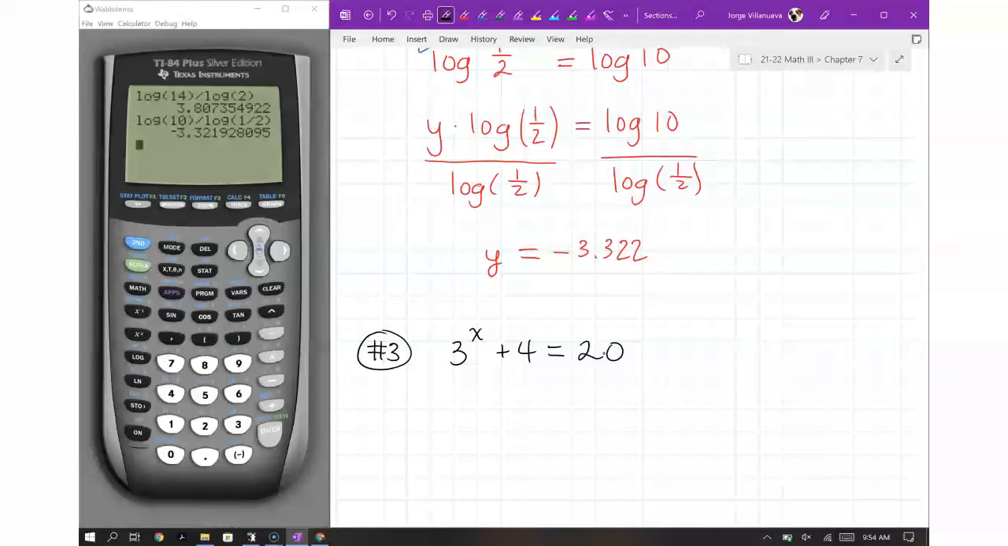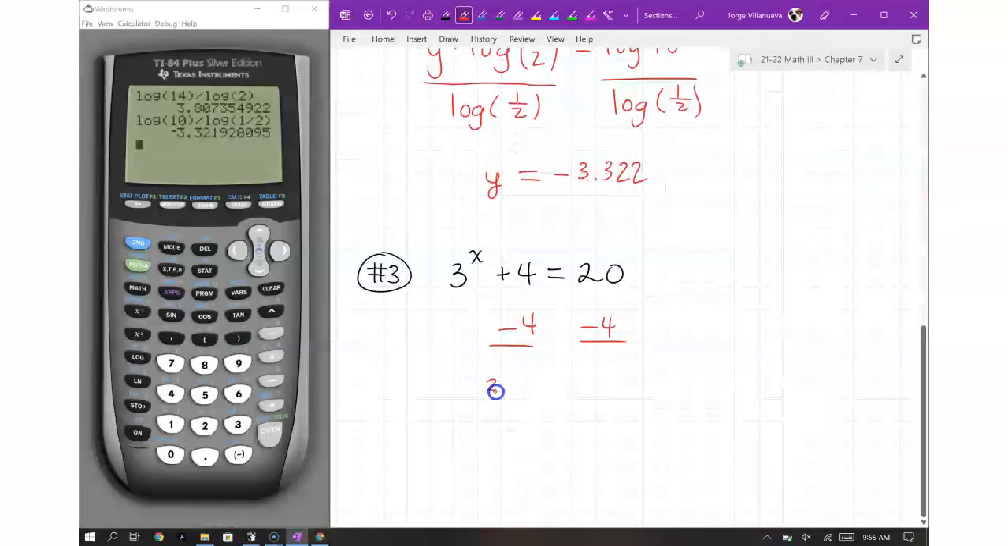So for us to solve for x, we're going to have to get that 3 to the x all by itself. So I've got to move that 4. I'm going to move that 4 by subtracting 4 on both sides. So that's going to give me 3 to the x equals 16. And now we have it back to what it looked like before, right? Just like the original problem, 2 to the x equals 14. The same idea, 3 to the x equals 16.